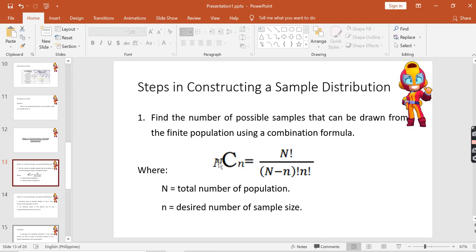For the combination, capital N C small n equals capital N factorial over capital N minus small n in parentheses factorial, times small n factorial. What do the capital N and the small n represent? The capital N represents the total number of the population, and the small n represents the desired number of the sample space. So in our case, what is the number of the population that we have? How many are in the business?